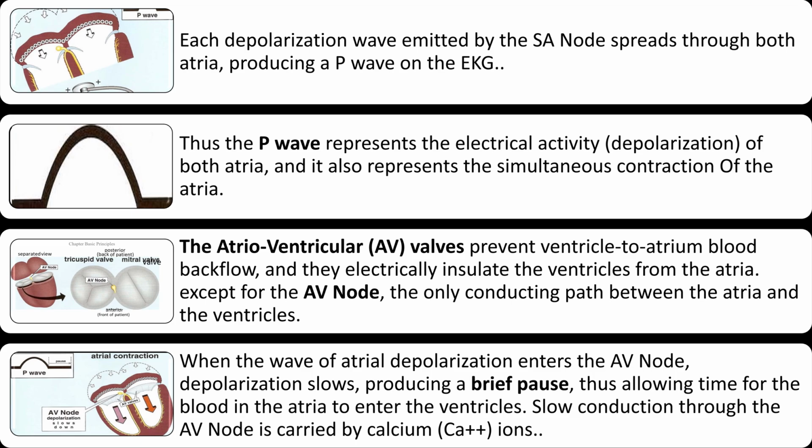When the wave of atrial depolarization enters the AV node, depolarization slows, producing a brief pause, thus allowing time for the blood in the atria to enter the ventricles. Slow conduction through the AV node is carried by calcium, Ca++ ions.